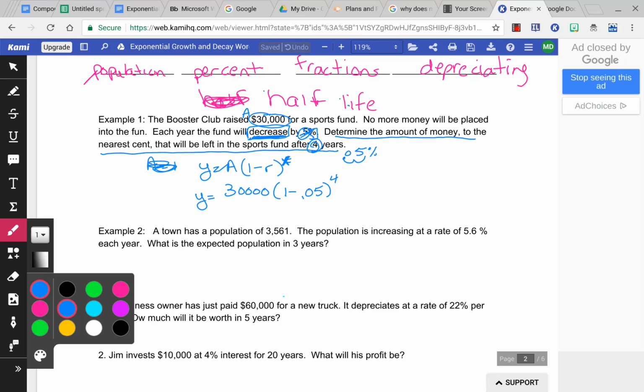Now, once I've plugged in, notice my first number is 30,000. That's what I started with. This is a calculator problem. It's important that you pick up your calculator and you make sure that you get the same value as I do. Now, keeping in mind that this value is going to go down because it's decreasing. So once I put that in there with the parentheses, I raise it to the 4th, and I end up with this number here.